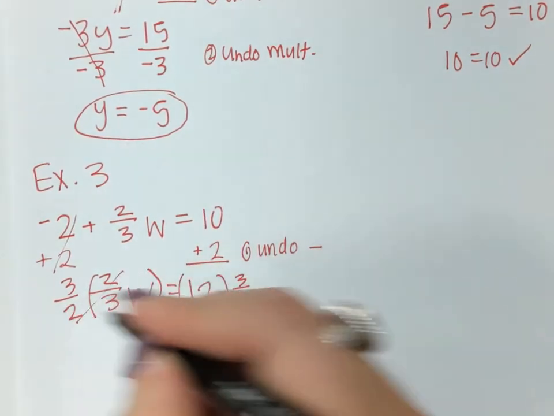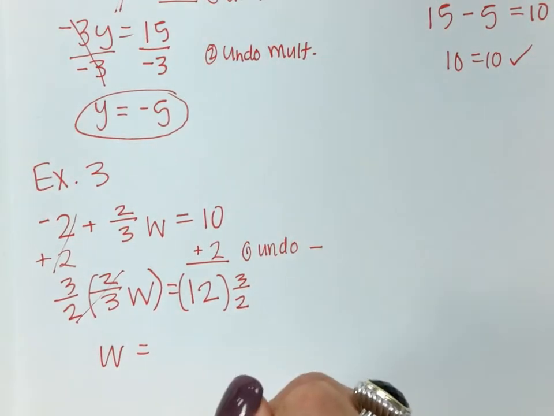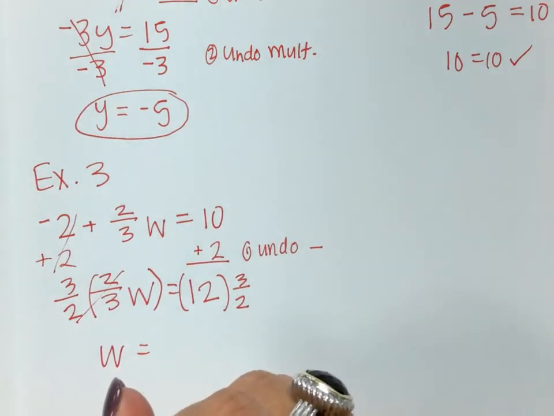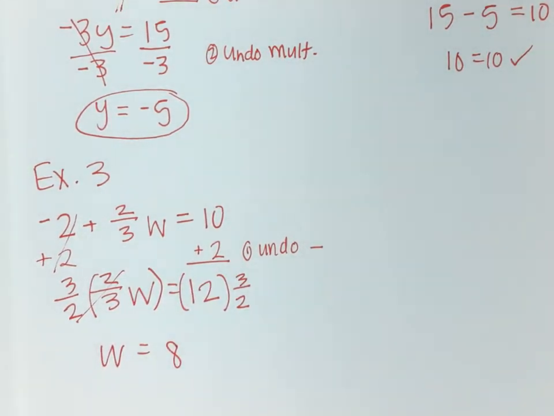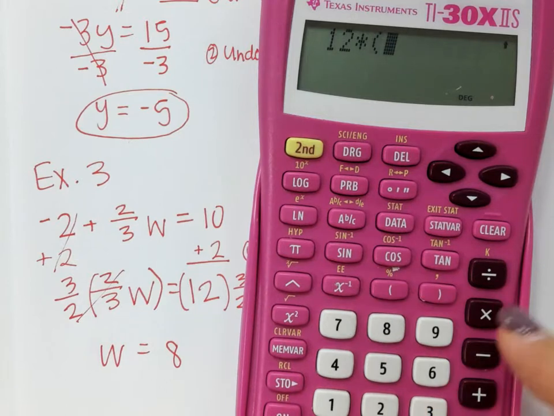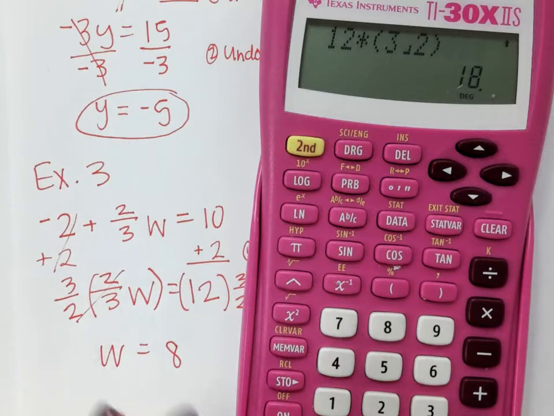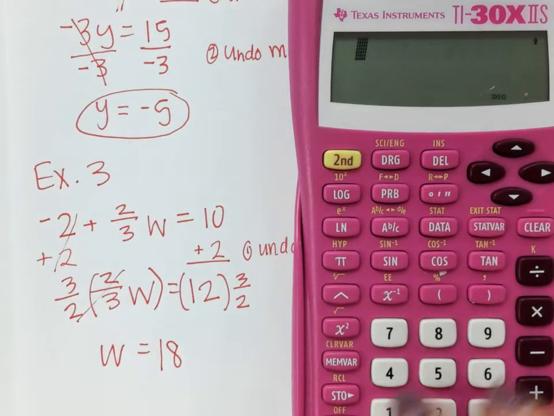So if I do that, that leaves me with W equals 18. Do we all agree? Is it 8 or 18? It's 18. I got 18 earlier too. I got 18. So if I plug it in, that means I have 12 times 3/2. That gives me 18. No, you should get the same thing if you divide.